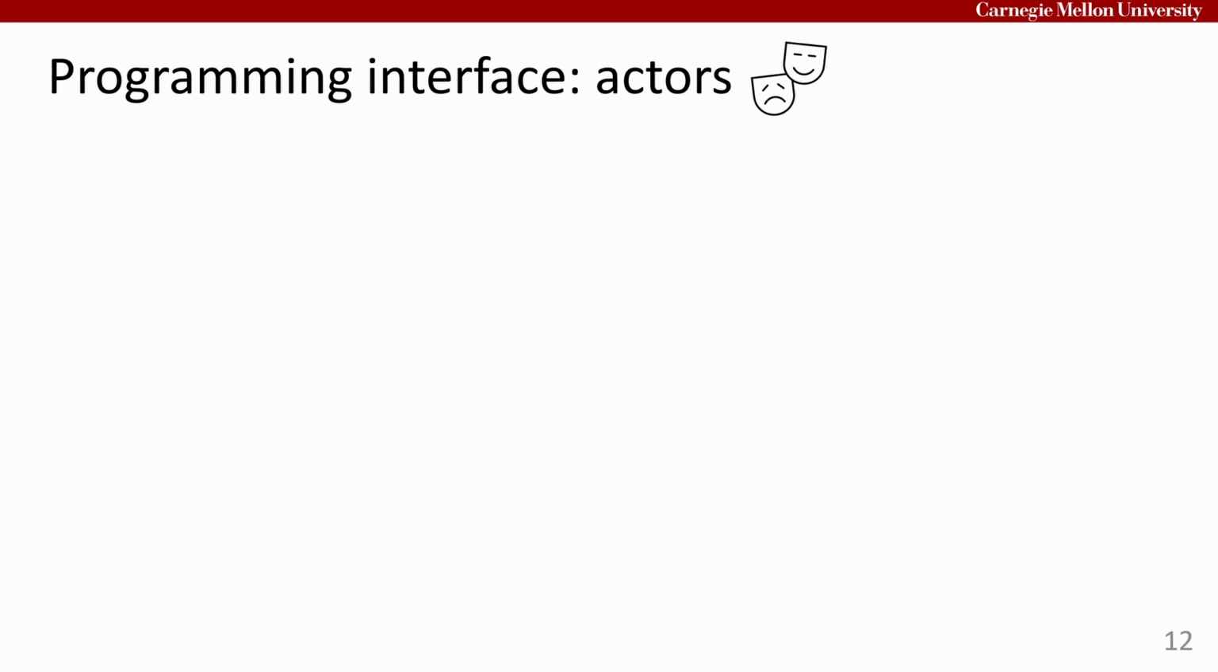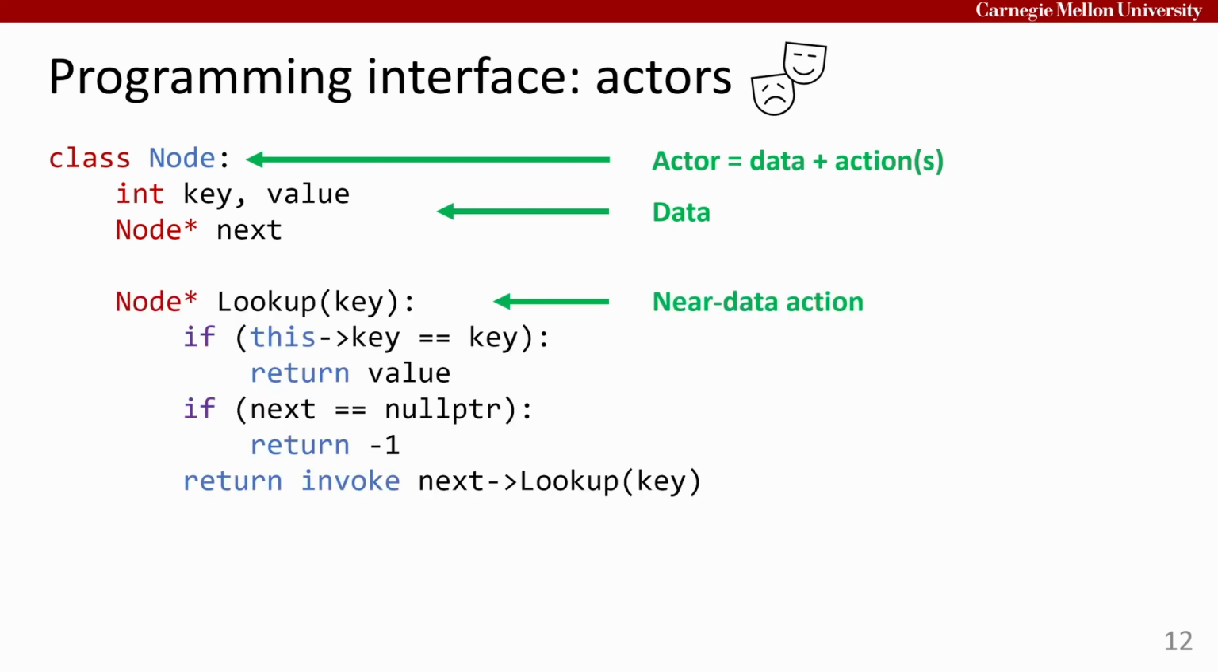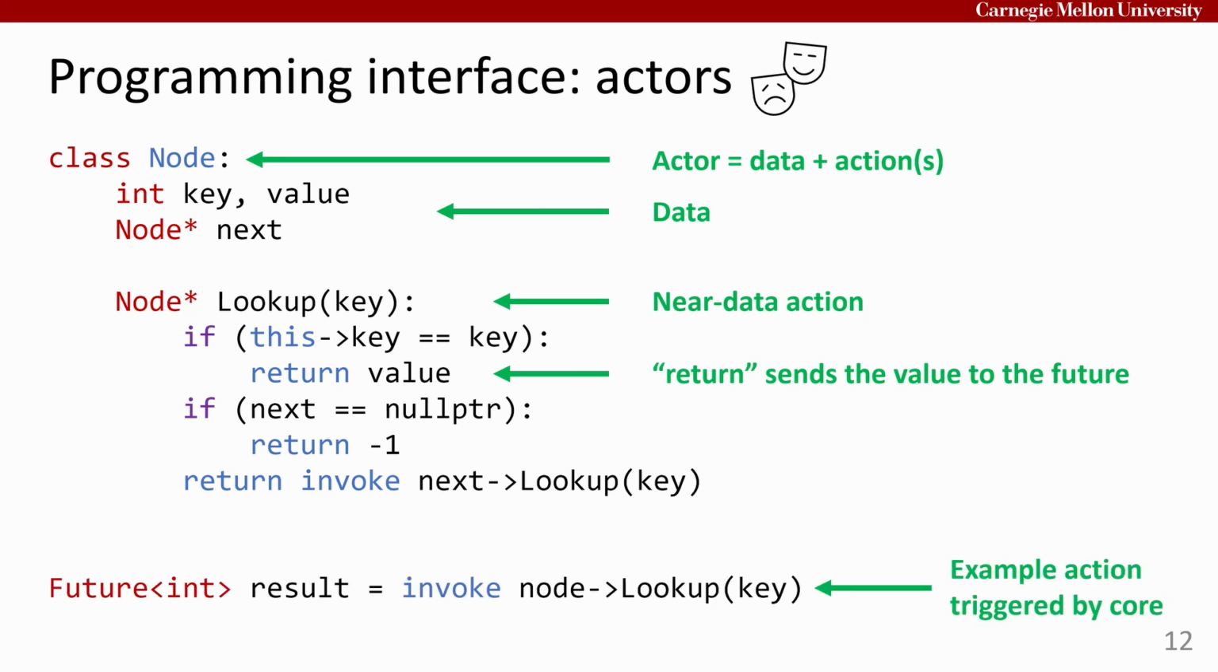The crux of Leviathan's programming interface are actors, through which all paradigms are implemented. An actor is a type that combines data with near-data actions that may operate on the data. In this example, an actor is a node in a linked list containing a key, value, and a node pointer. The near-data action for this actor is a lookup, which checks whether a key matches the node's value. If the lookup finds the key or reaches the end of the list, it returns a value that is sent back to the invoker's future.